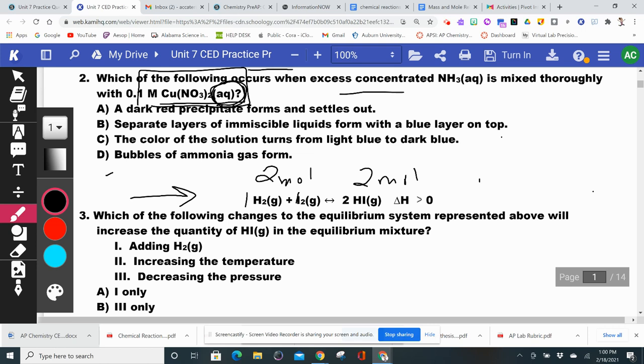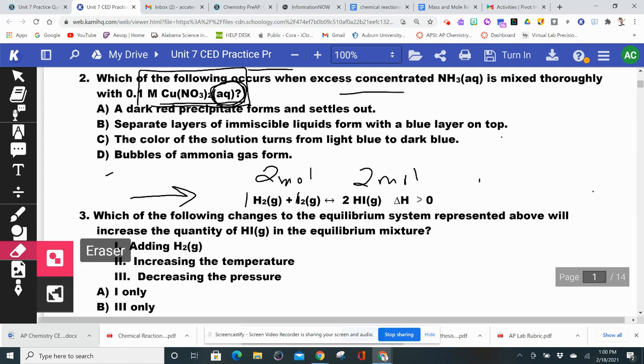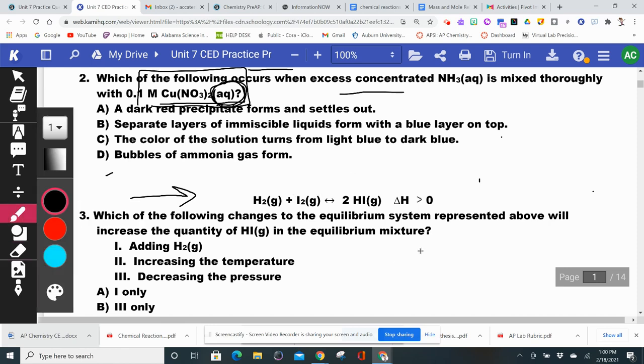Did that answer your question? Or, yeah, I was confused. Yeah, if there's nothing there, it's understood to be a 1. So I just count the coefficients. Yes. Okay. That's what you do.